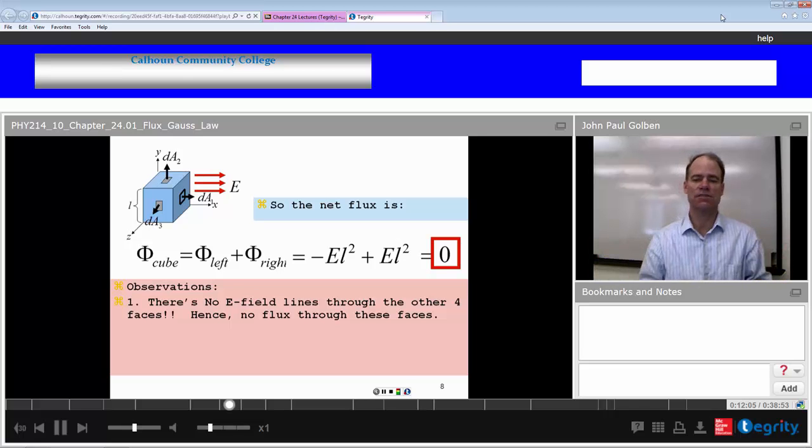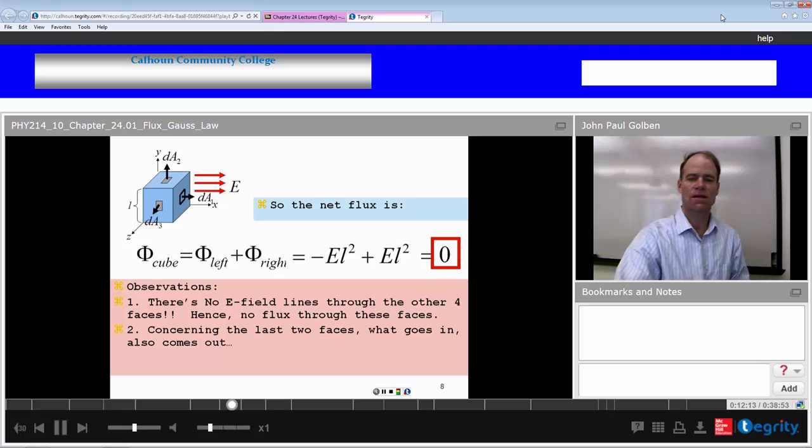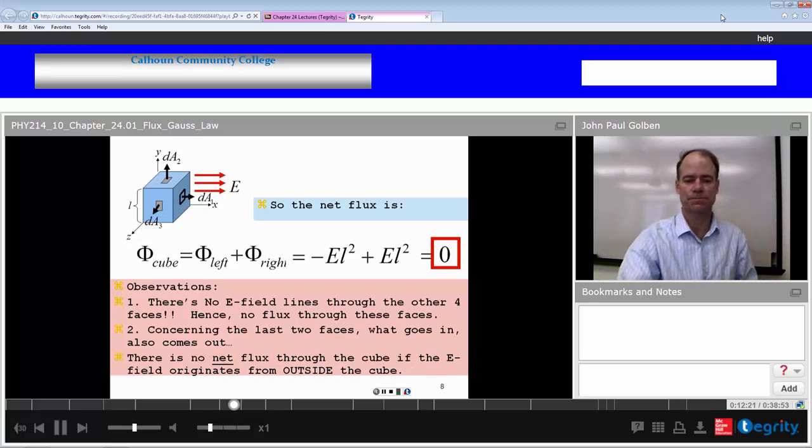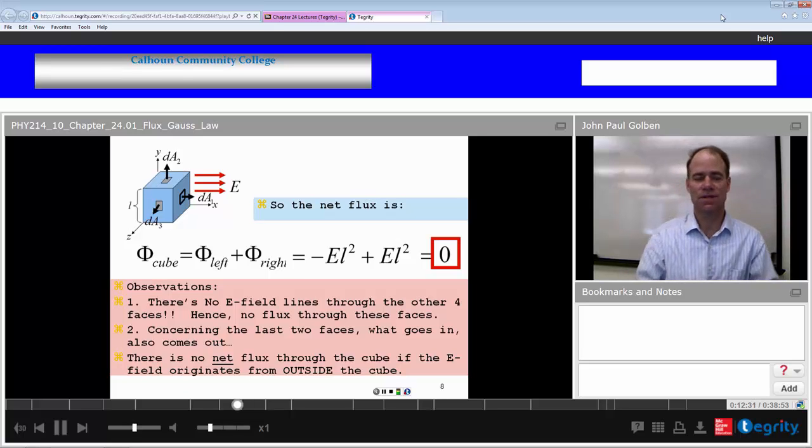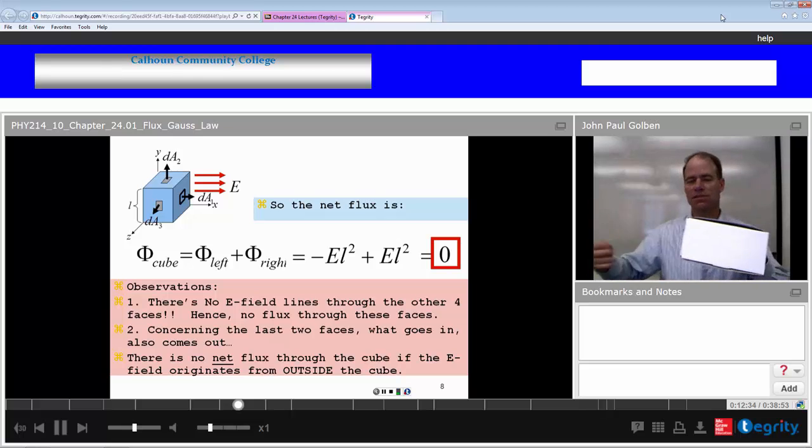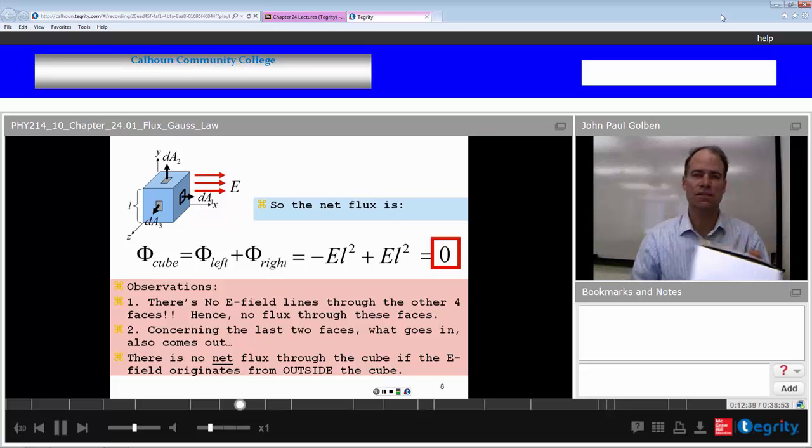There's no E field lines through the other four faces, top, bottom, front, back, because there's no flux lines going through those faces. Concerning the last two faces, what goes in comes out. So we've got this flux going in, but it's also coming out. So there is no net flux through this cube if the E field originates from outside the cube. So here's a cube. We have some external E field. If the E field originates from outside, there will be no net flux through the cube. What goes in comes out.